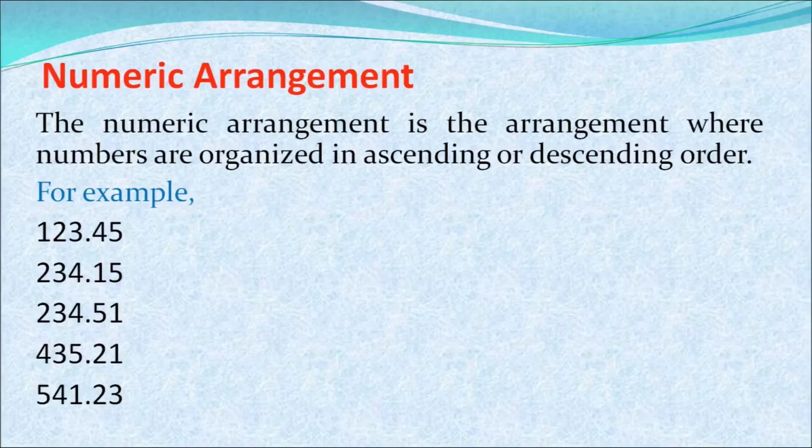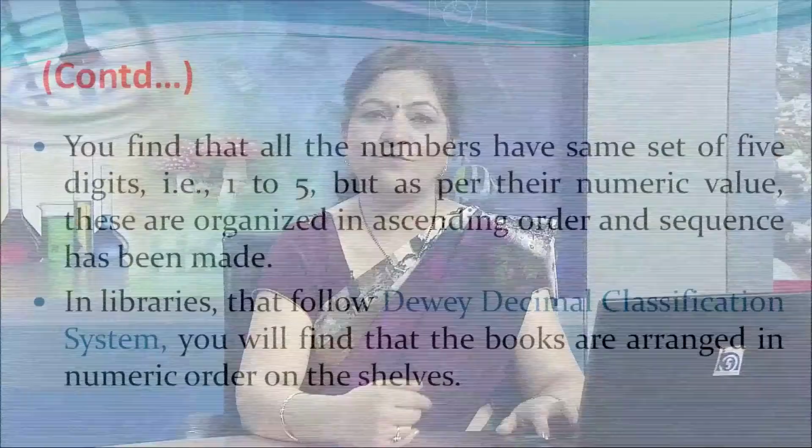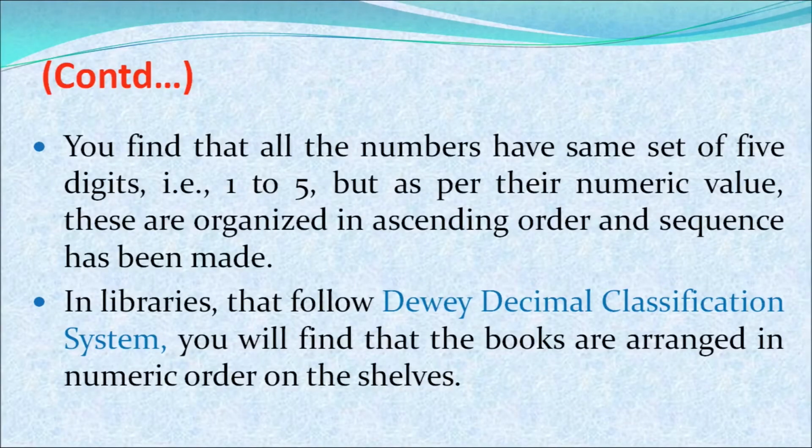Now coming to the numeric arrangement. Numeric arrangement is the arrangement where the numbers are organized in ascending or in descending order. For example, we can say 123.45, 234.15, 234.51, 435.21 and 541. These are the numbers, and we are arranging them in ascending order, from 100 up to 500. You can find all the numbers that have the same set of 5 digits, that is from 1 to 5. But as per the numeric value, these are organized in ascending order and the sequence has been made. In libraries that follow the Dewey Decimal Classification system, you will find that books are arranged in numeric order on the shelves. This is the order we follow in most of the libraries.